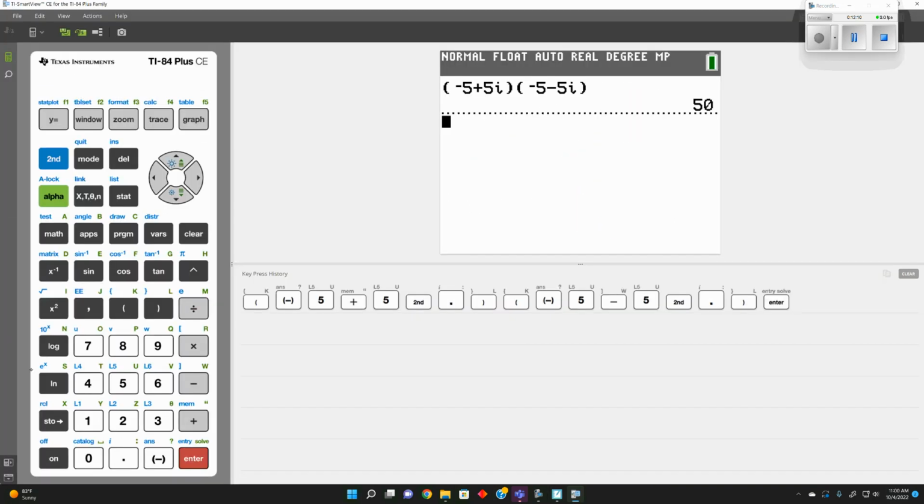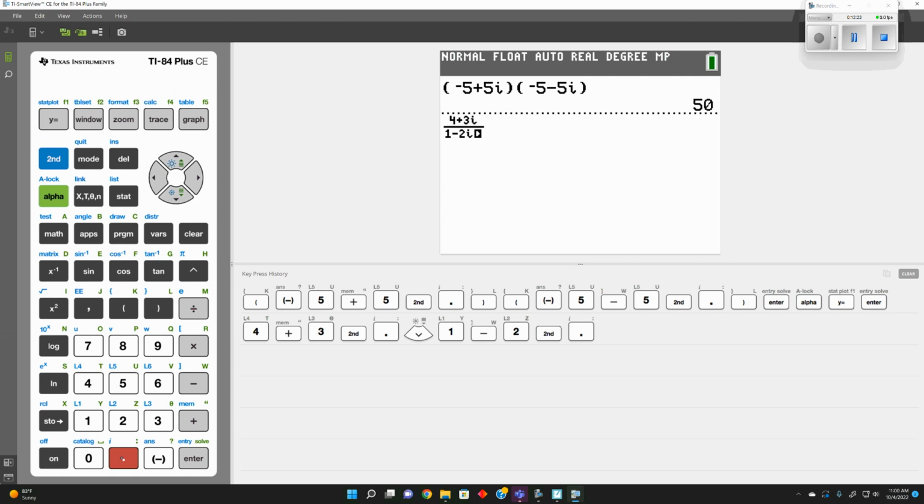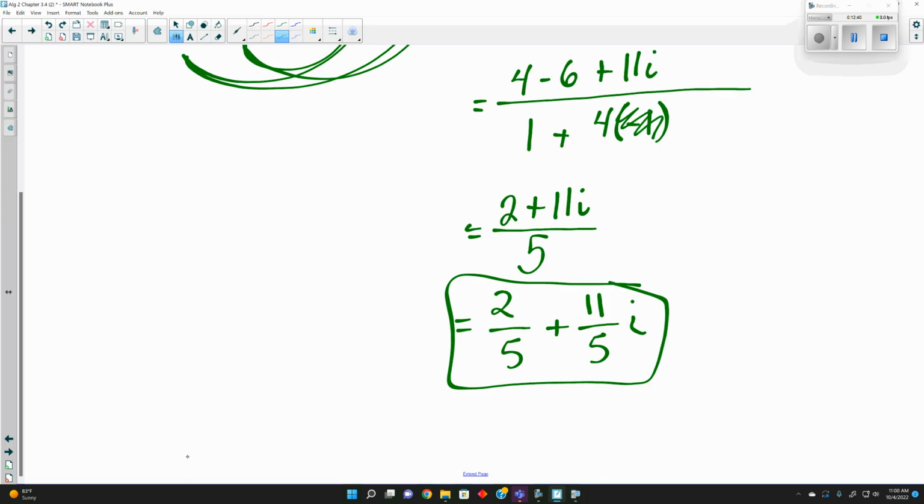Okay, 4 plus 3i over 1 minus 2i. So we can try this in the calculator. So alpha y equals enter. So 4 plus 3i over 1 minus 2i, I believe is what we had, yes? And you all got the same answer as we worked it out? We hit enter. Okay, I'll need to look back and see. I think I dropped a sign somewhere. I'm going to look. Oh, yeah, 4 minus 6 is negative 2, not positive 2.